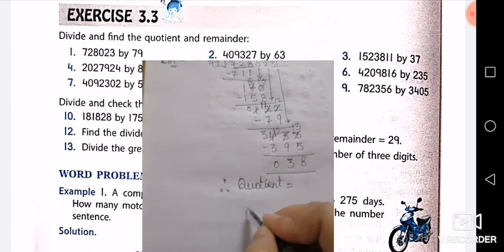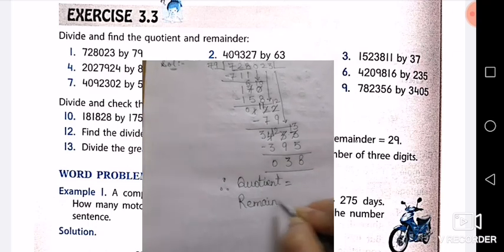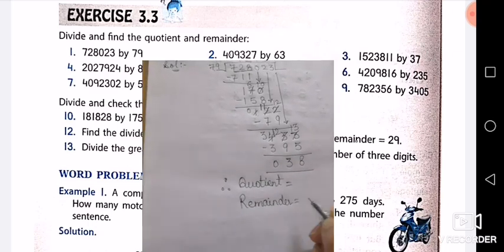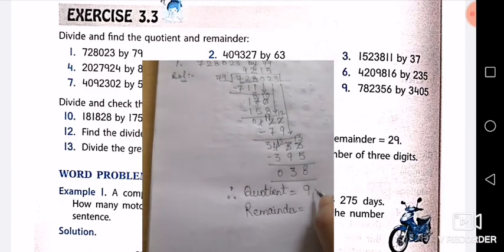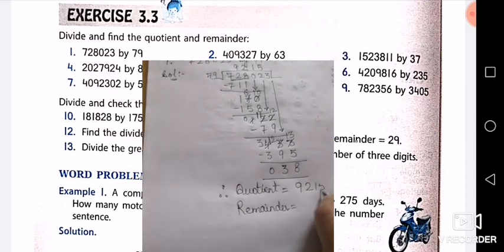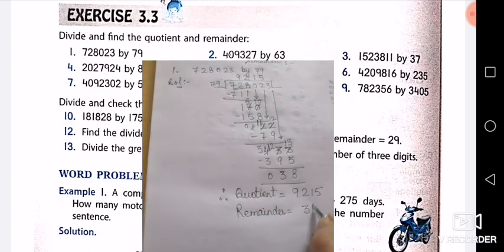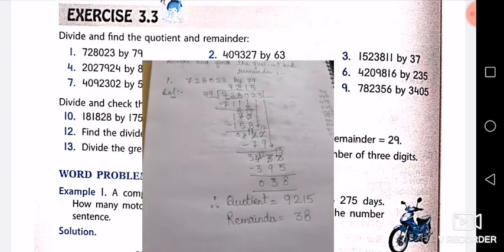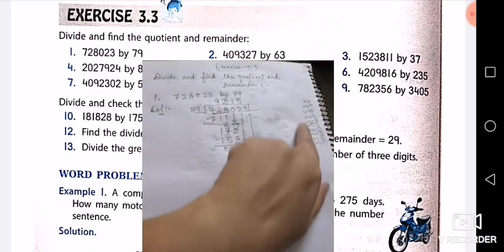So at last, as I told you in the previous question, you have to write the quotient and you have to write the remainder at the end of the division. So what is the quotient? 9215. And what is the remainder? That is 38. I hope this question is clear to you all, and this concept is also clear to you all.